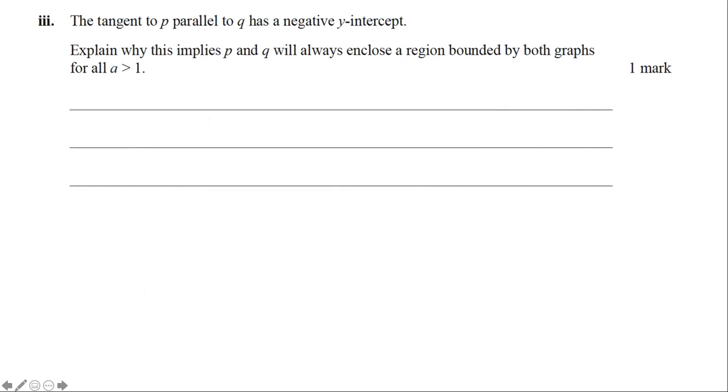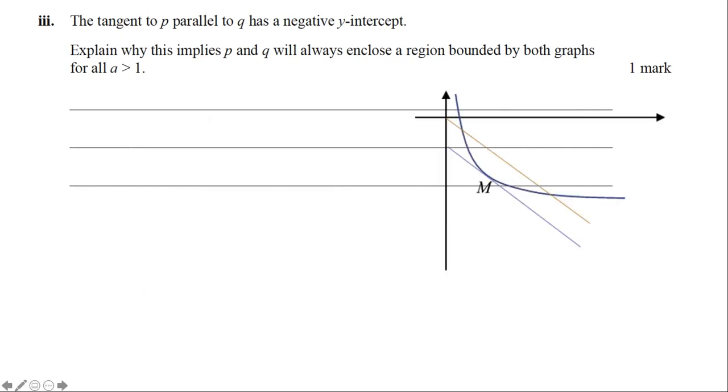Part 3. The tangent to P parallel to Q has a negative y-intercept. Explain why this implies P and Q will always enclose a region bounded by both graphs for all a greater than 1. Here, you can see I did a rough sketch on my PowerPoint, which I also did when I'm completing the actual physical paper.